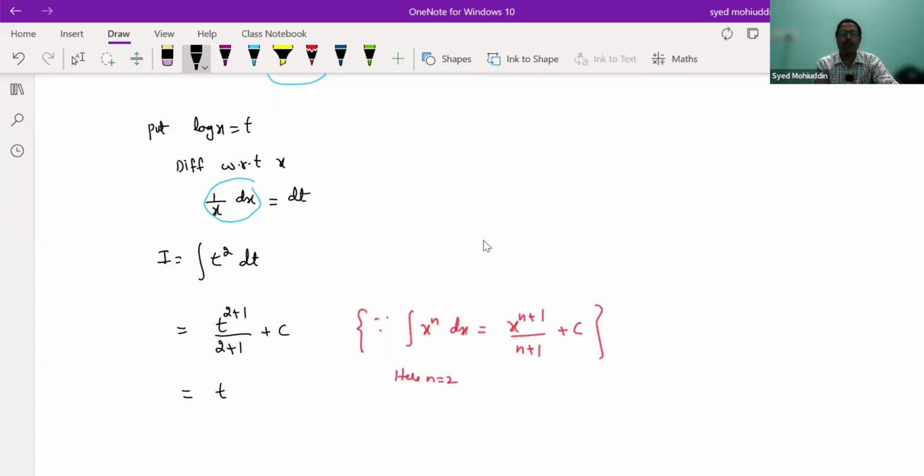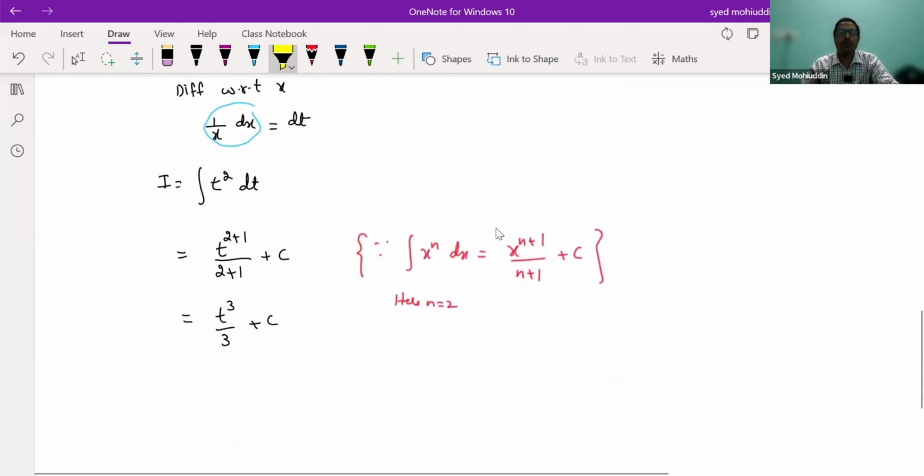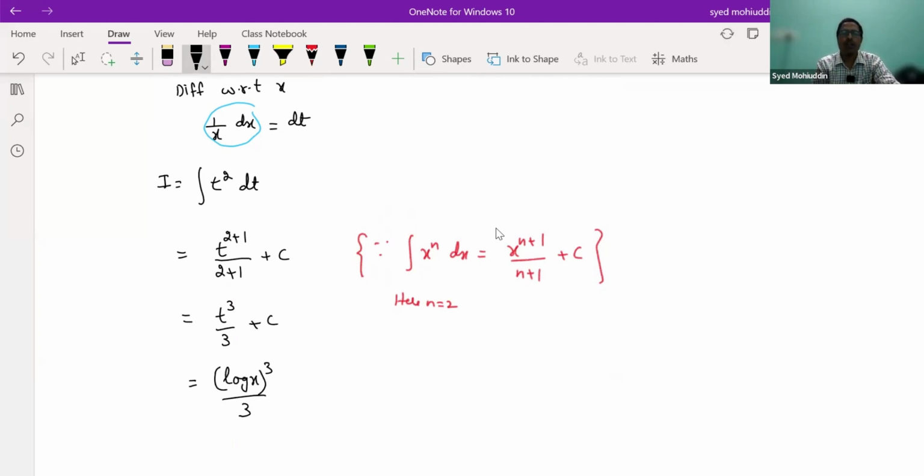Therefore, 2 plus 1 will be 3, so we get t cube by 3 plus the constant c. But the value of t that we have taken here is log of x. So replace t by log of x. You'll get (log of x) whole cube divided by 3 plus the constant c. That will be the required solution.